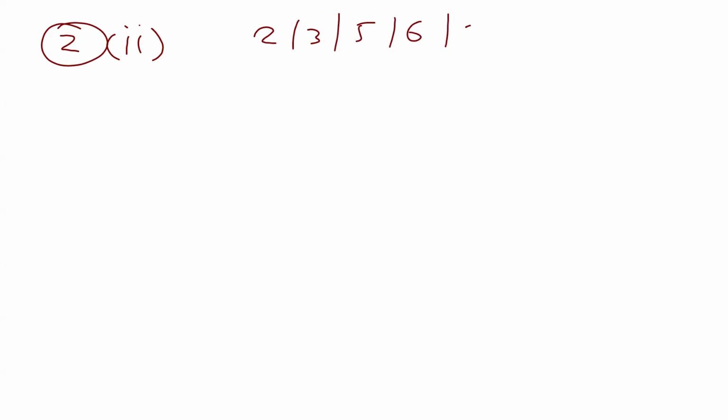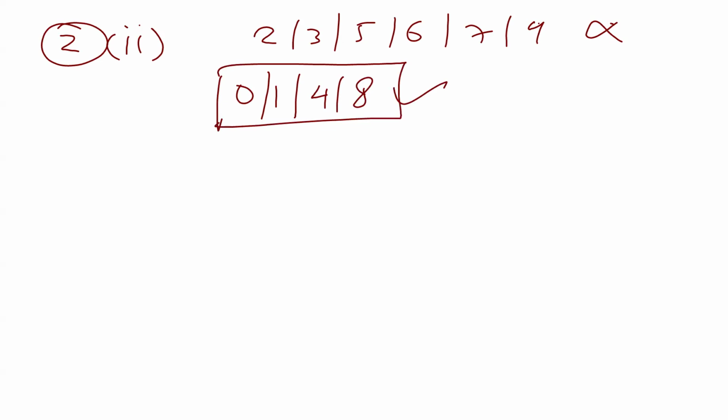Let me go back to that second sub question too. The object list is 2, 3, 5, 6, 7 which cannot be used, 7, 9 which cannot be used. So we can use 1, 0, 1, 4 and 8. So this is the object list and we require a 3-digit number.